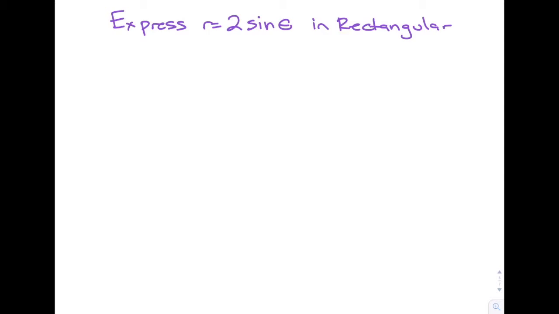So now express r equals 2 sine theta in rectangular coordinates. The first thing that jumps out to me as the obvious first step is multiplying both sides by r. So we have r squared equals 2r sine theta. Now, multiplying both sides by r is going to be one of the useful tools for you to convert from polar to rectangular.